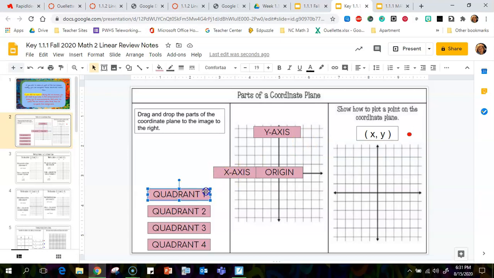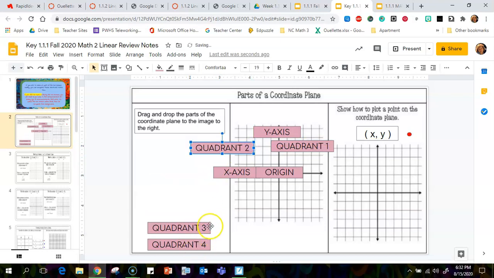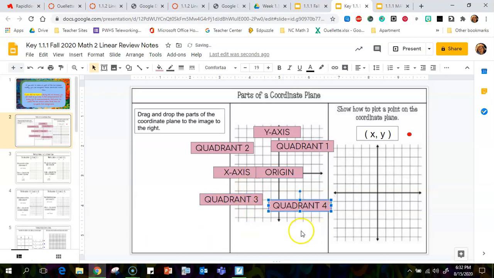So let's grab that quadrant 1, and we're going to drag it over here. Quadrant 2, we're going to move counterclockwise. That's what we call this, moving in a circle like this. So quadrant 2 is right here. Quadrant 3 is down here where everything's negative. So left and down, that's a negative direction. So my x is negative and my y is negative in quadrant 3. And then quadrant 4 is this one over here.